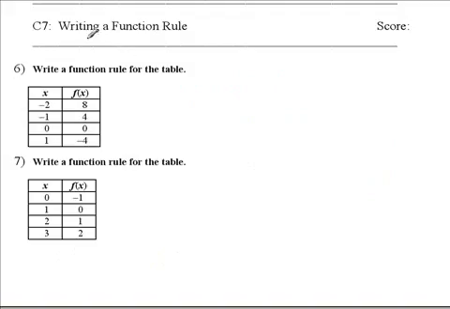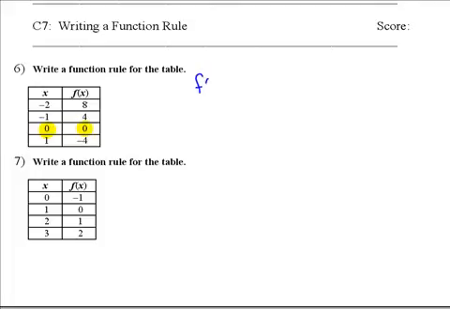Here, Concept 7, writing a function rule. We need to write a rule for the table. So we have to look at this table and try to figure out what's going on. Well, there's a big hint right here. When x is 0, y is 0, which means they're not adding or subtracting anything. It's really nice when they give you 0 because that tells you what they're adding or subtracting. And when that comes out to 0, they're not adding or subtracting anything. So this is a pure multiplication problem.